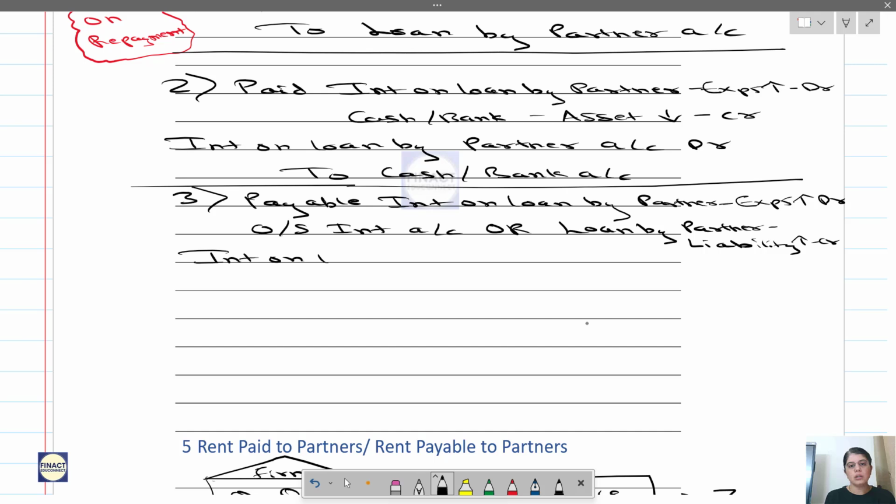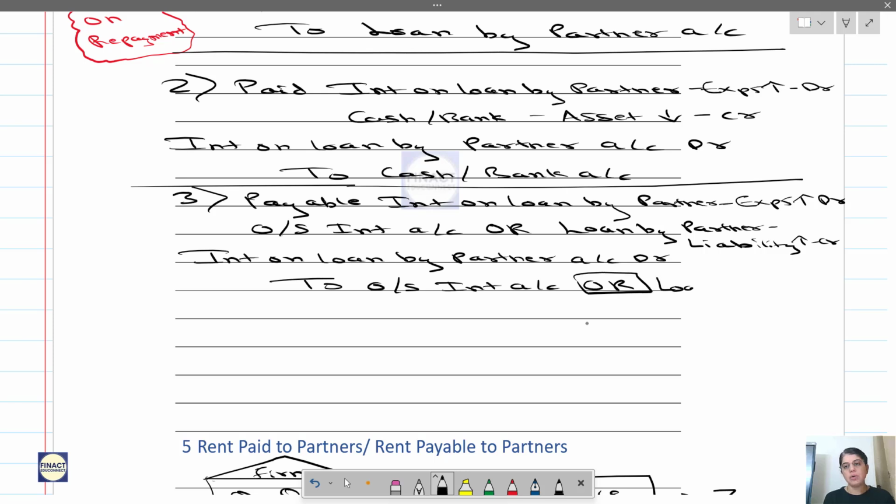So your journal entry will be interest on loan by partner account debit to, either you will write outstanding interest account, that is, create a separate liability account, or you can just add it to loan by partner account, because in loan by partner you just add the interest. Okay, both the approaches are correct.